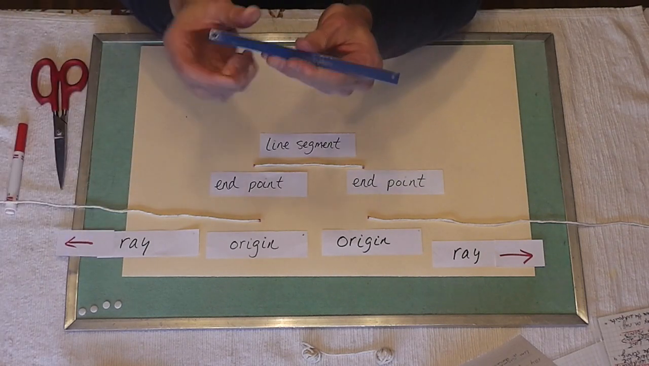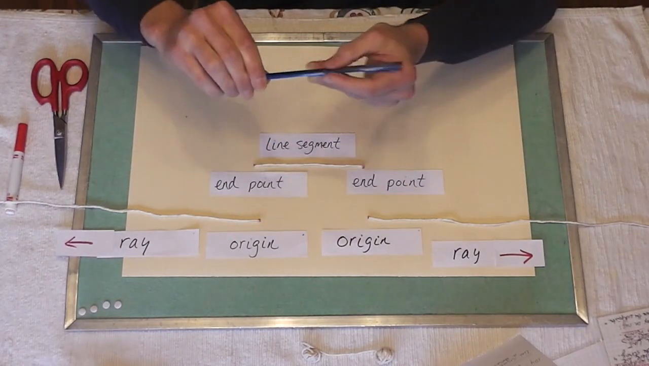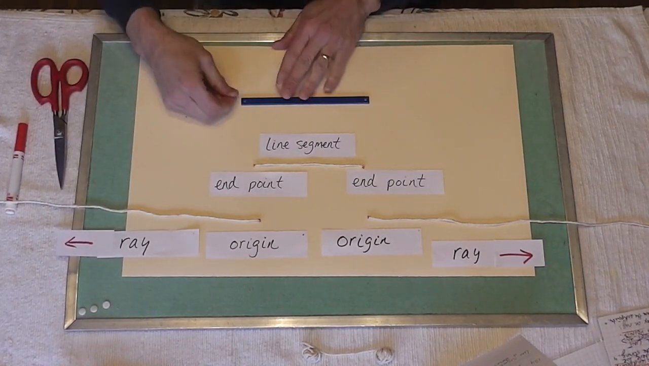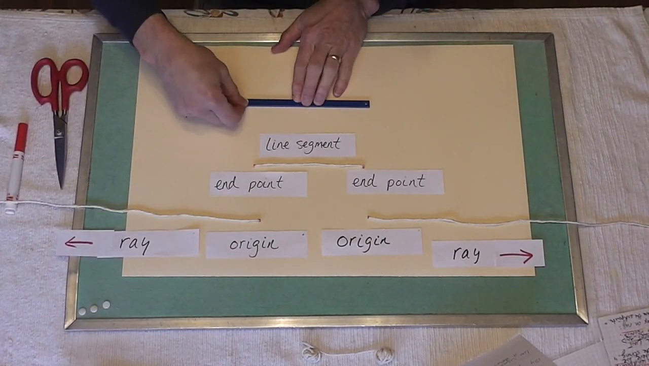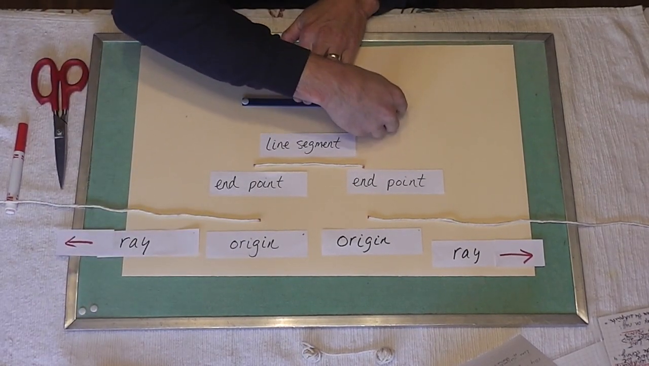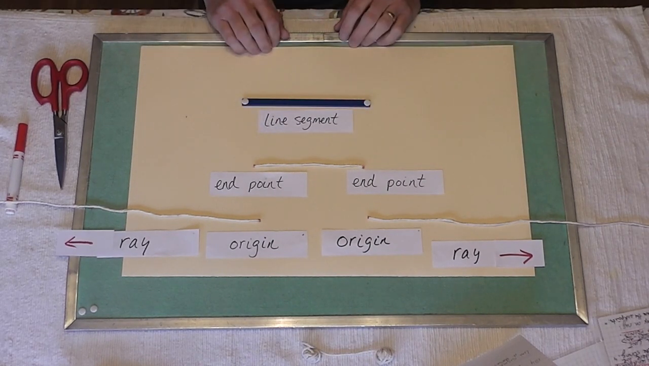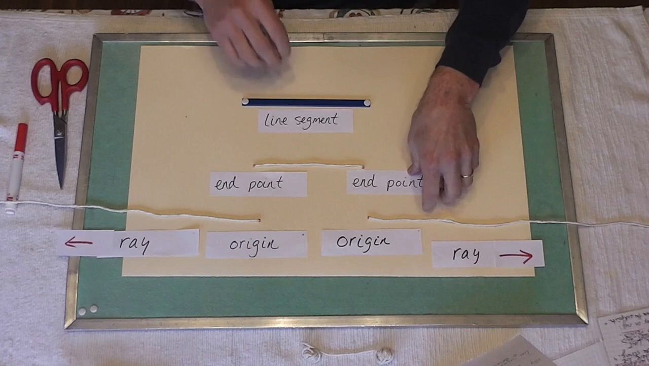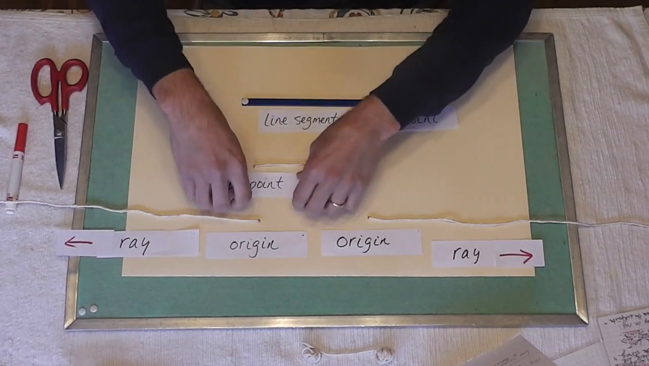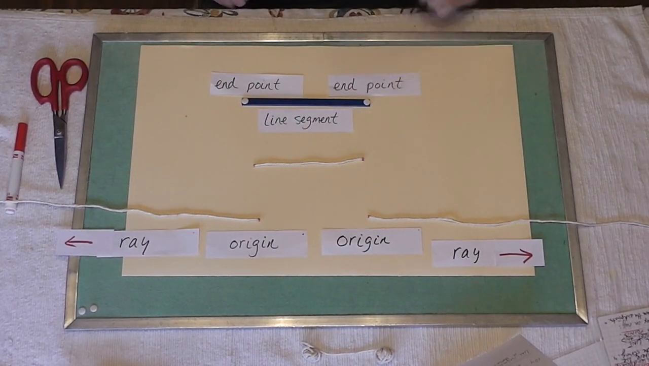If we were to look at a stick from the geometric stick box, we could think of it as a line segment. And the holes on the end can serve as our endpoints. So the blue stick is our line segment, and the white tacks that I put in can serve as our endpoints.